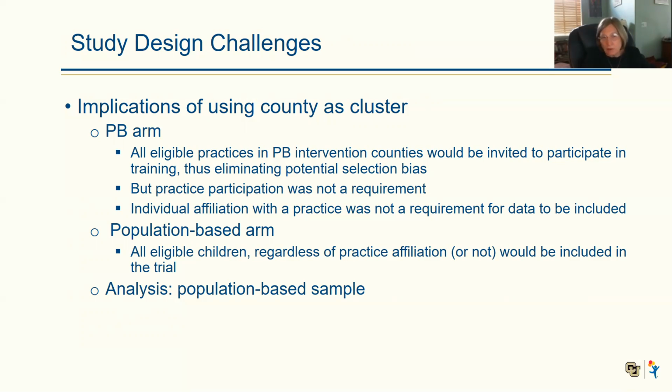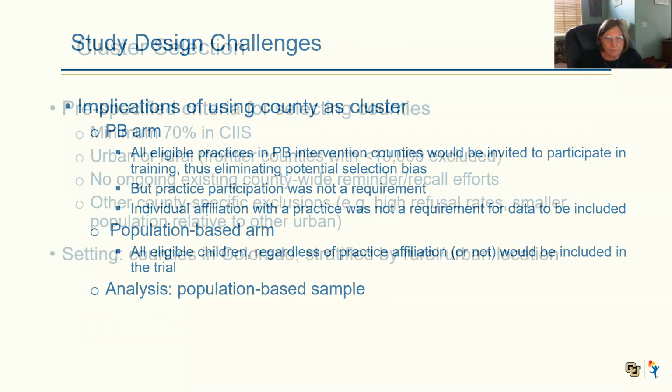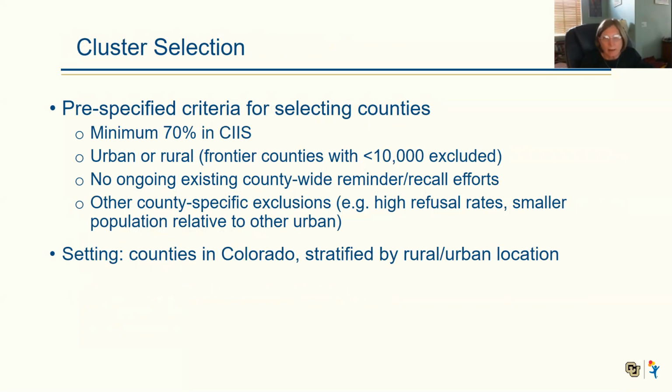Now, in the population-based arm, again, all eligible children, regardless of practice affiliation or not, would be included. And then finally, the analysis would be of the population in those counties. We had pre-specified criteria. I won't go into them so much here, but we did stratify by rural and urban location.